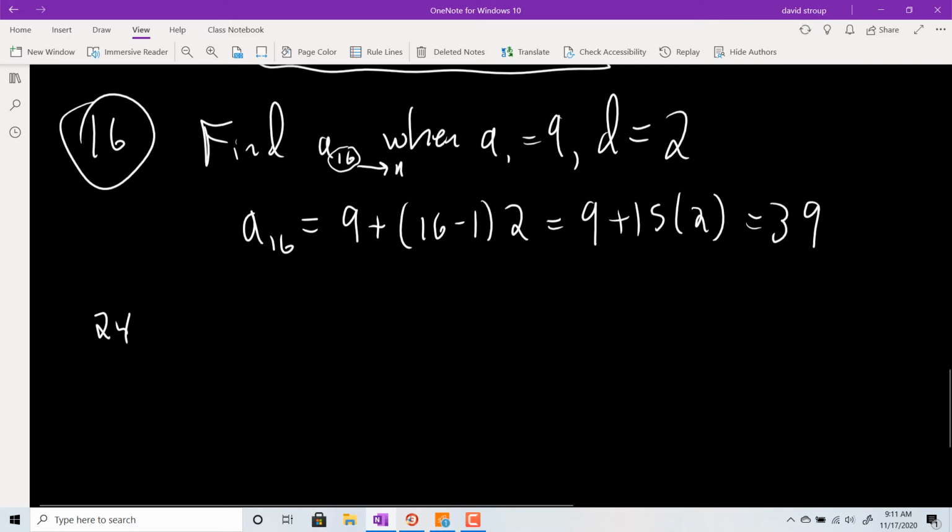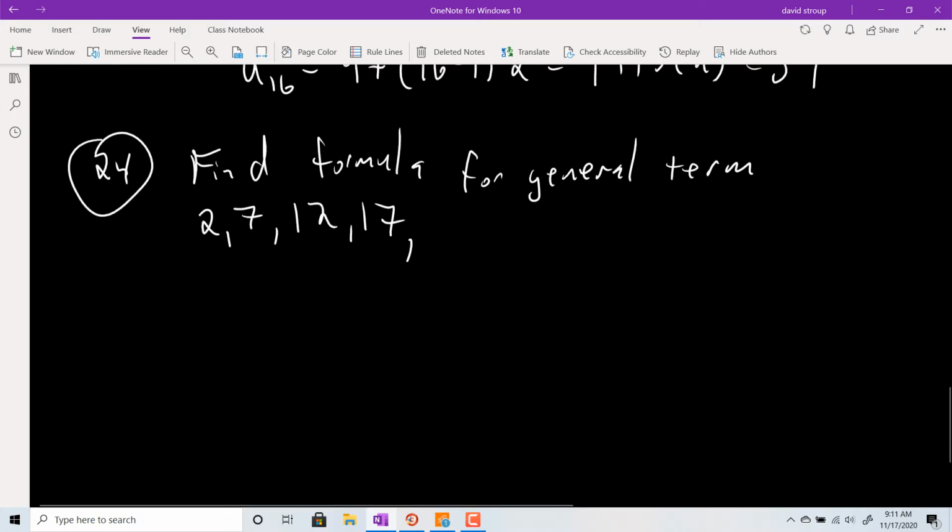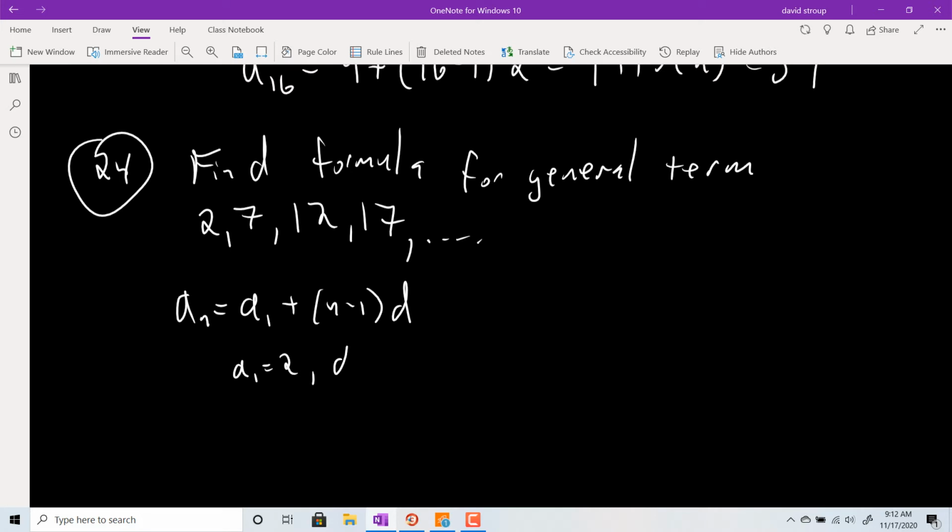Number 24, they want you to find the nth term formula for the general term of the sequence. And they basically give you the sequence: 2, 7, 12, 17, etc. So what do we need for our formula? A sub n is equal to a sub 1 plus n minus 1 times d. I need a sub 1, so a sub 1 is 2, and I need the d value.